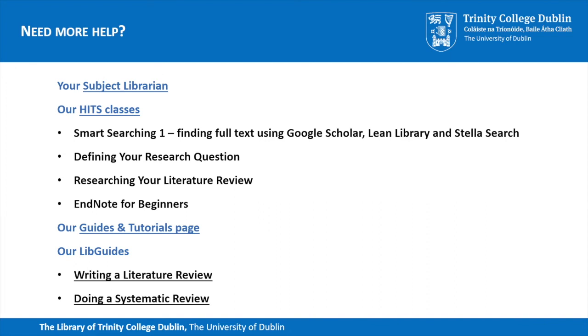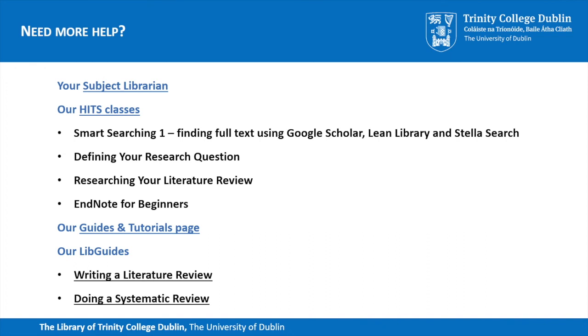Every student in college has a subject librarian associated with the particular school or discipline that they are studying. I'm the subject librarian for physics and chemistry, and there are colleagues for every subject taught in college. So go to your subject librarian. On the library homepage, there's a link directly there which will show you what your subject librarian looks like and give you contact details. There are other HITS classes like this one which might be of some relevance to you.